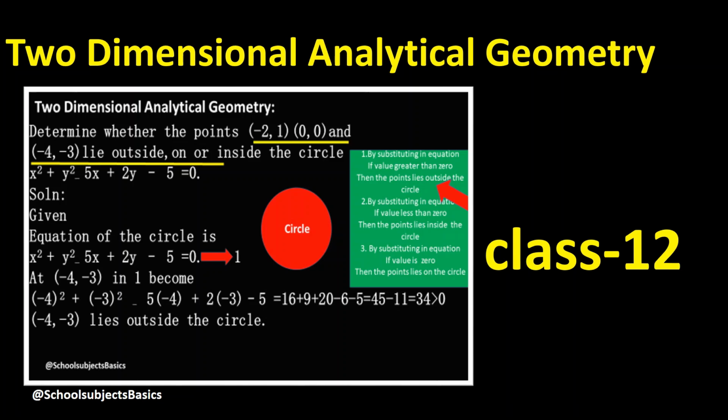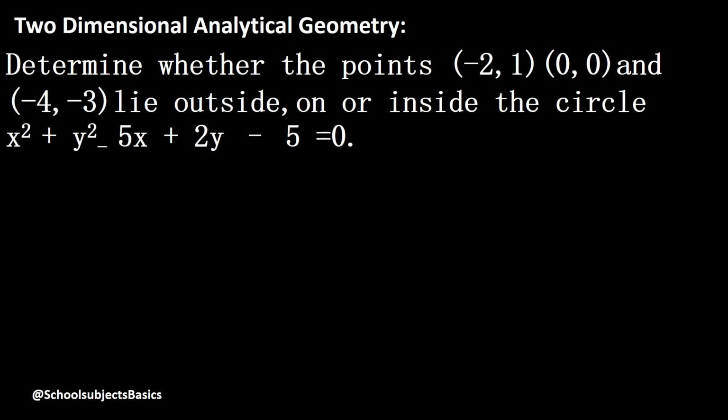Hello students, in this video we will solve a simple problem in two-dimensional analytical geometry. So let's read the question. Determine whether the points (-2, 1), (0, 0) and (-4, -3) lie inside, on, or outside the circle.